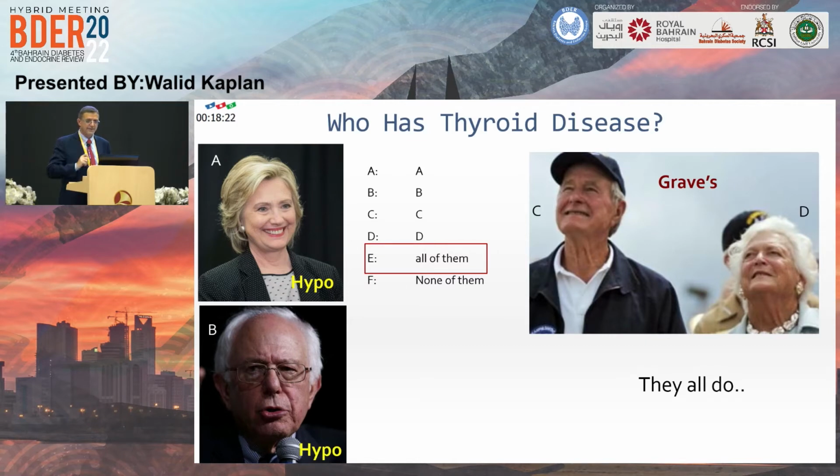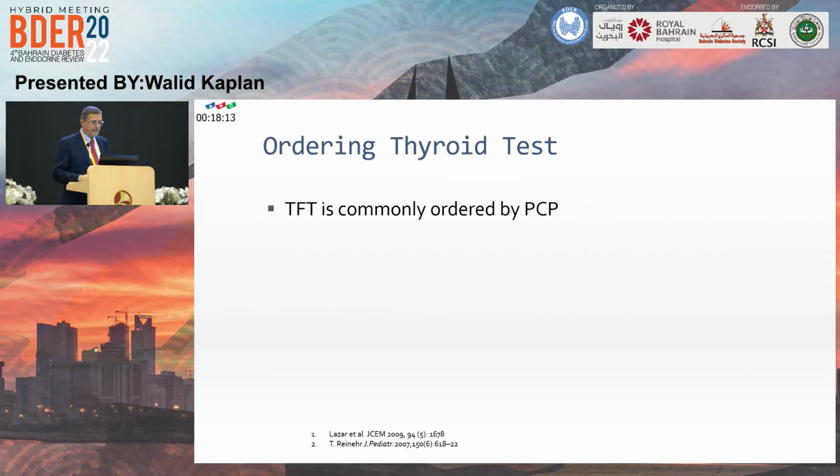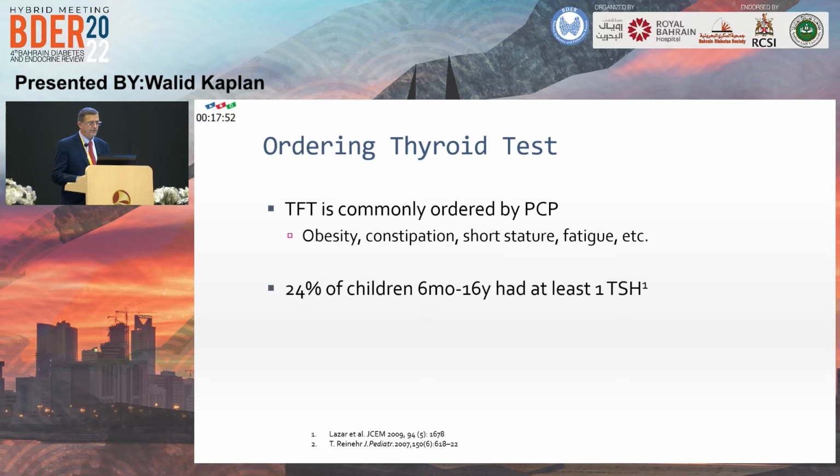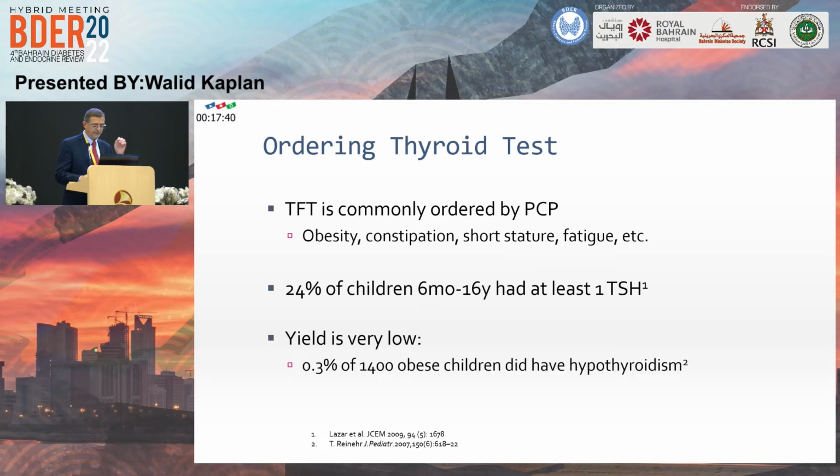Anyway, thyroid disease is not something uncommon. You see it in people more commonly than probably other endocrine disorders. Thyroid function tests are fairly commonly done by primary care physicians, usually for common symptoms and clinical presentations such as obesity, constipation, short stature, fatigue, or sometimes simply at the request of the family in pediatric patients. In one study, it was estimated that 24% of children between the age of 6 months and 16 years had at least one TSH. In another study, in a cohort of 1,400 obese children, the yield of thyroid function tests was extremely low: less than 0.5% ended up having hypothyroidism.